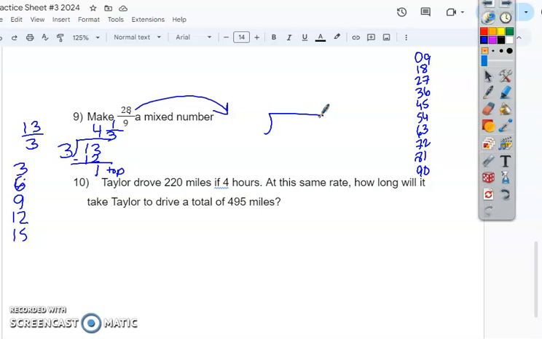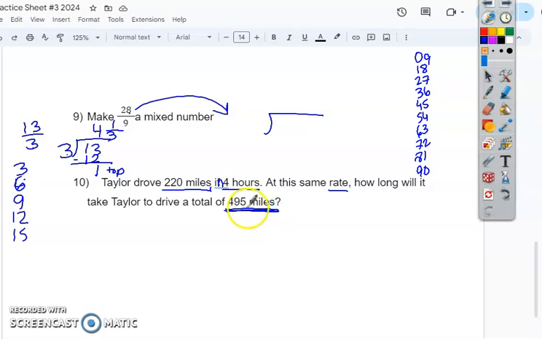And number 10, the very last one, I'm going to help you a little bit more than this. This says, Taylor drove 220 miles, you should say, in 4 hours. Have to fix that. That is a rate. At the same rate, how long will it take for Taylor to drive a total of 495 miles? Okay. So first of all, it says rate.